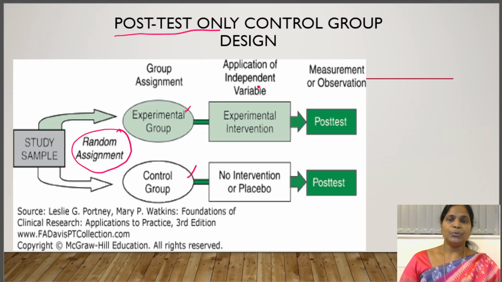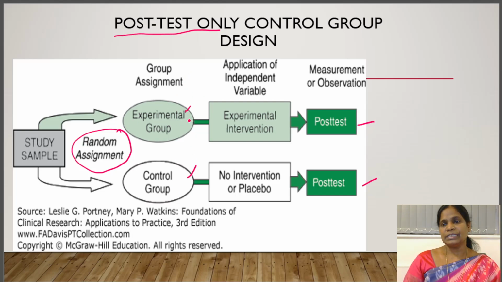Now coming to the treatment part. Experimental intervention is present here. No intervention or placebo for the control group. Post-test is conducted. So pre-test measurements are not there. As I said earlier, in a pre-test we take some measurements, vital signs or blood tests or respiratory capacity, whatever the researcher wants to measure. So this is the post-test only control group design.